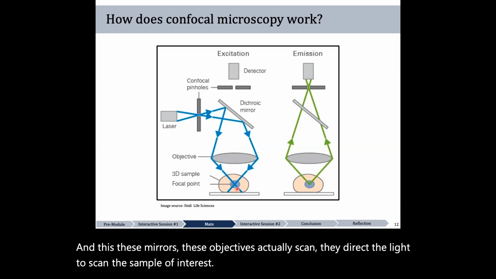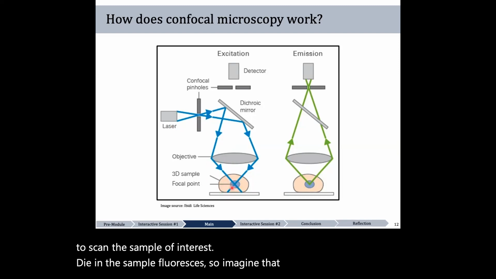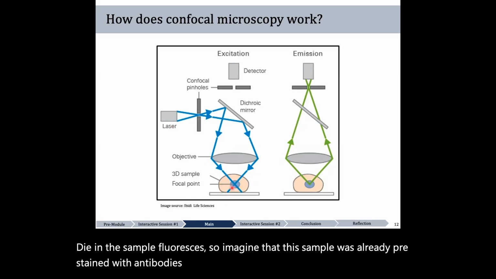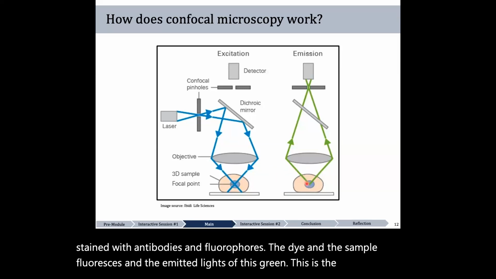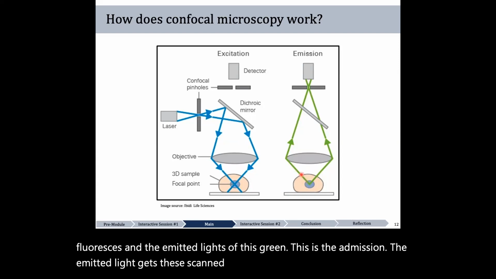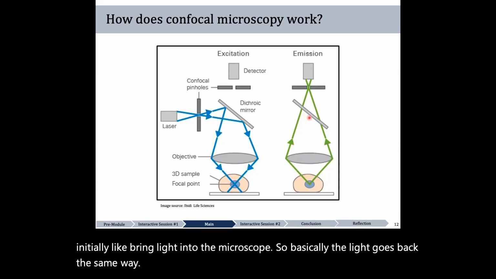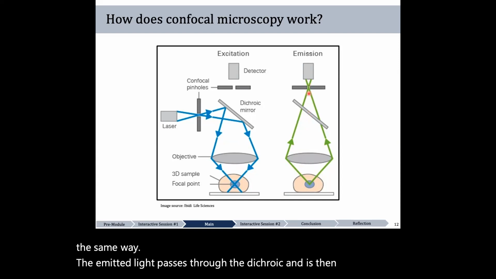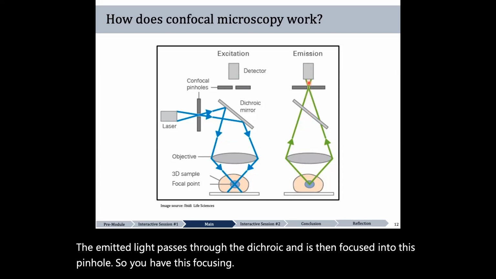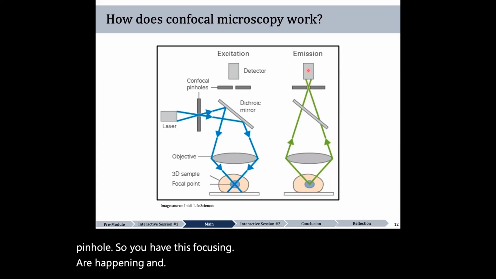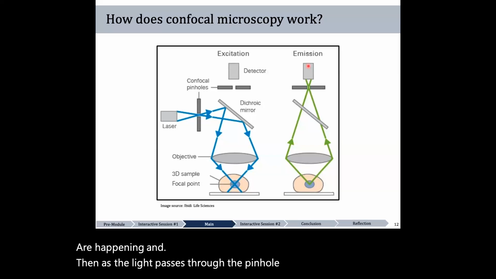The dye in the sample fluoresces. So imagine that the sample was already pre-stained with antibodies and fluorophores. The dye in the sample fluoresces and the emitted light, this is green, this is the emission, gets descanned by the same mirrors that were used to initially bring light into the microscope. So basically the light goes back the same way. The emitted light passes through the dichroic and is then focused into this pinhole. And then as the light passes through the pinhole, it's captured by a detector, which then produces an image on your screen.